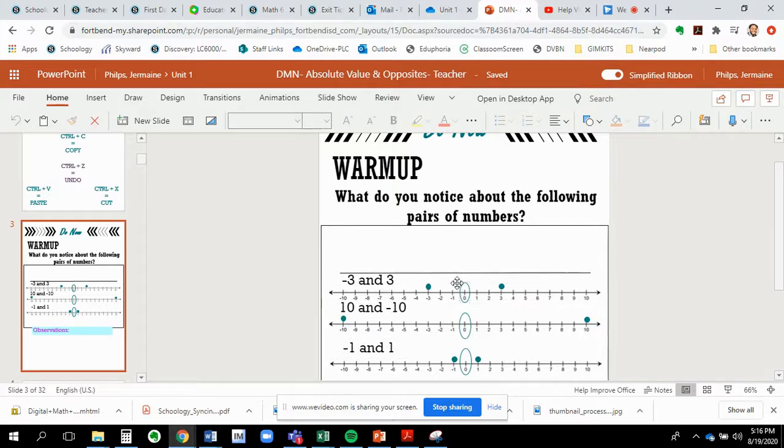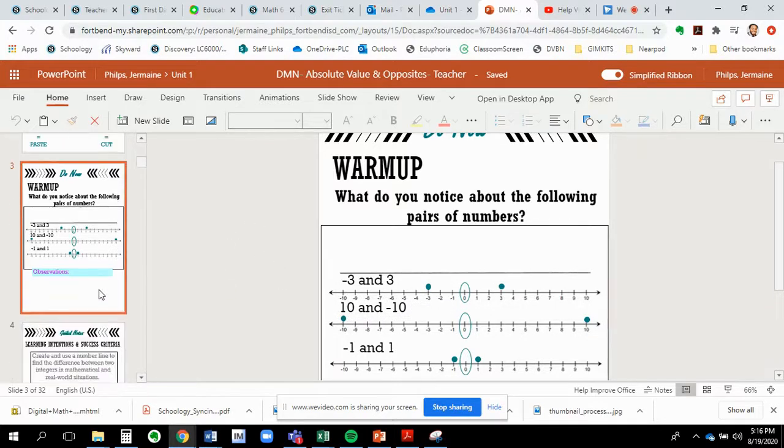I heard someone else notice that the 0 on all the number lines is circled. And then also heard someone say that the negative number and the positive number, they look to be about the same amount of spaces or distance away from 0. Okay? So this one was 3 spaces away, this one's 3 spaces away, this one was 10, this is 10. All of that information is going to be very important for what we're focusing on today.